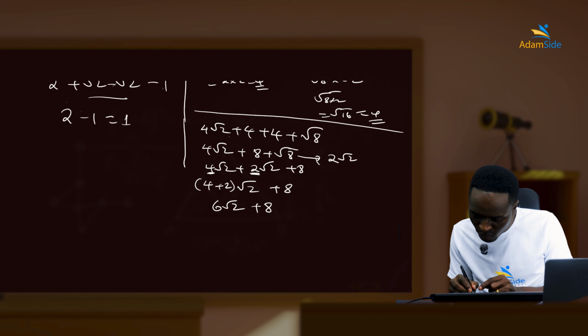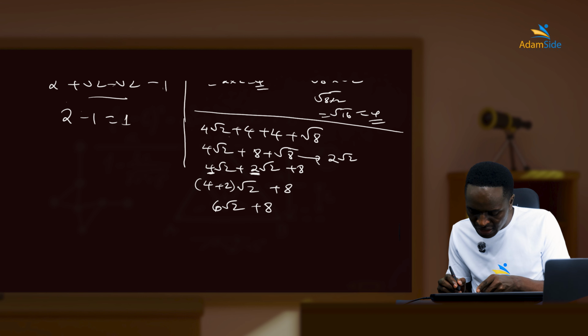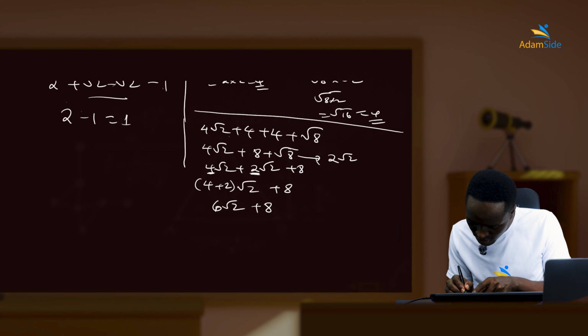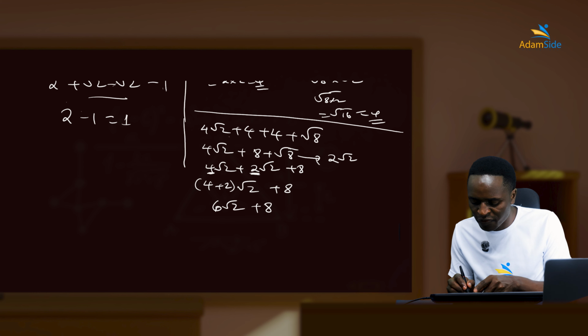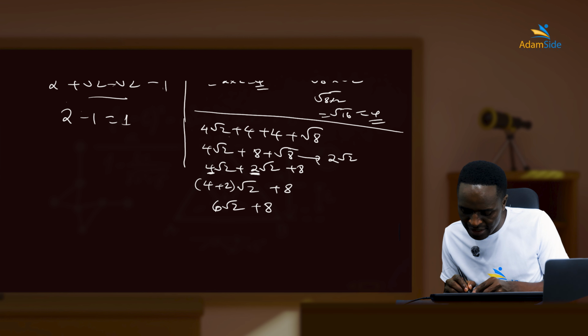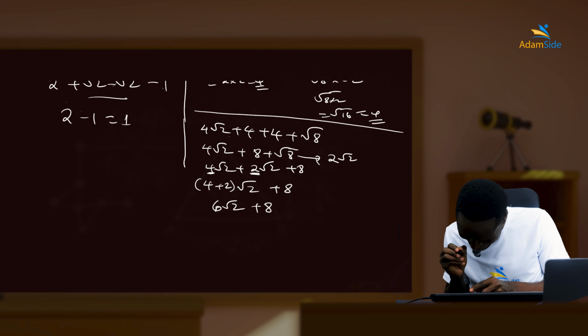Because 4 plus 2, their coefficient, you add this 4 and 2. So if you don't know how I got this answer, it's 4 plus 2 and then root 2. Because if the surds are the same, you only add the coefficient. That's the laws of surds that involve addition, the addition property in surds. So you say 4 plus 2, you get 6, and then you keep the surd the same. So you get 6 root 2 plus 8.